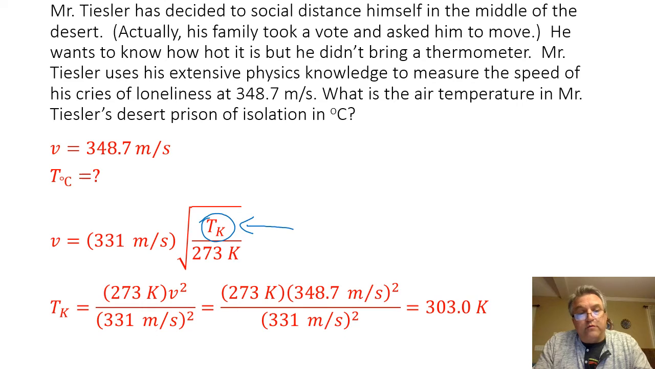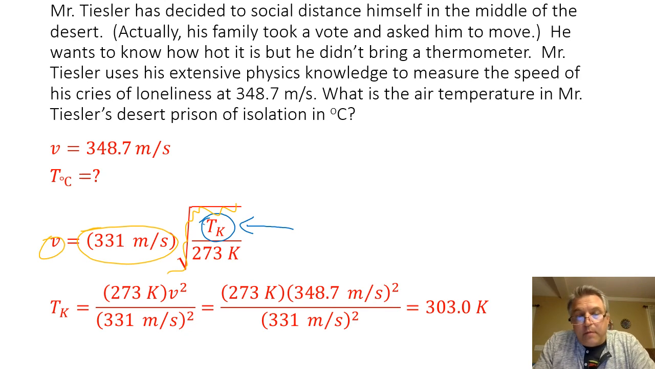The reason why it takes this form is because remember my temperature here is inside the radical. So the first thing I'm going to need to do to solve for that is square everything. And when I do that, the velocity gets squared, and then the radical simply just goes away.